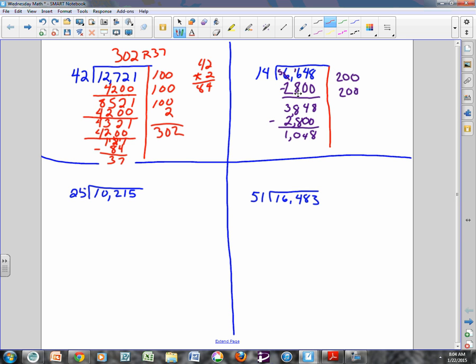So if 14 times 200 is 2,800, I know that we can't multiply 14 times 100 because that would be 1,400. But let's maybe try something close to 100. Let's maybe try 70. So I'm going to say 14 times 70. Bring the 0 down from the 70. Now I can multiply 7 times 4. That's 28. 7 times 1 is 7, and 2 more is 9. So 980.